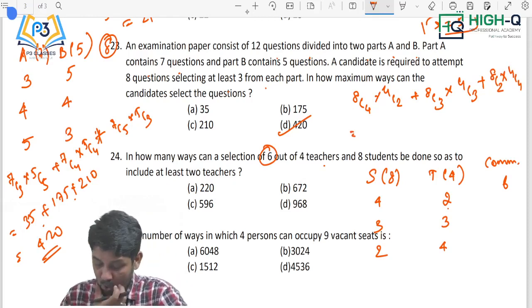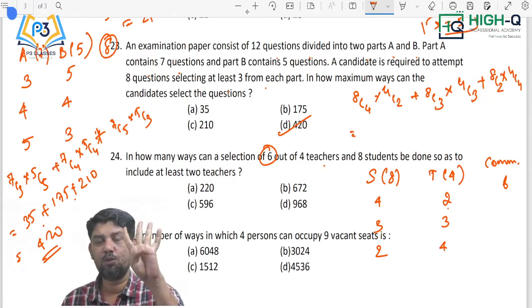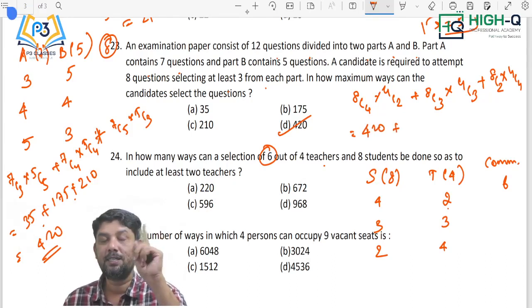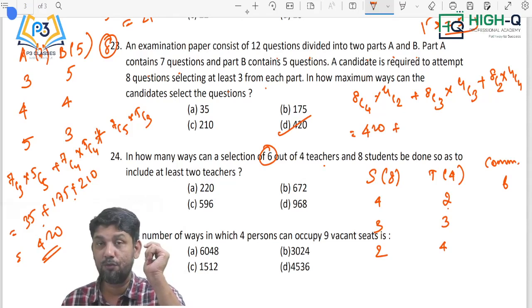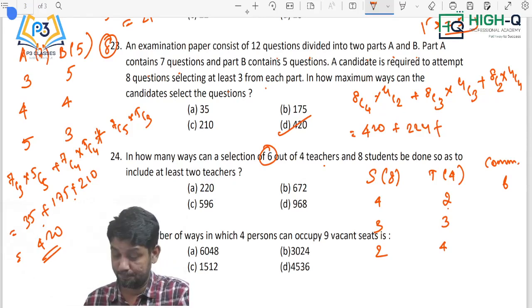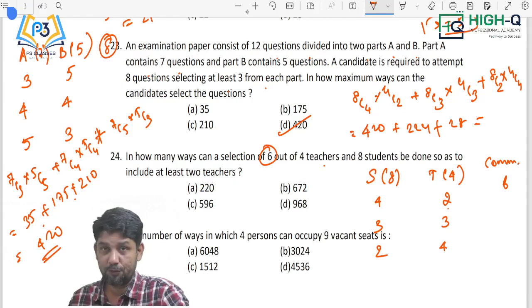Okay, so what is 8C4, my dear? 8, 7, 6, 5 by 4 into 3 into 2, that gets cancelled, 70. 70 into 6, 420. 8C3 is what, my dear? 56. 56 into 4, 224. 8C2 is 28. 28 ones are 28. Okay, 420 plus 224, 644. 644 plus 28, 672.